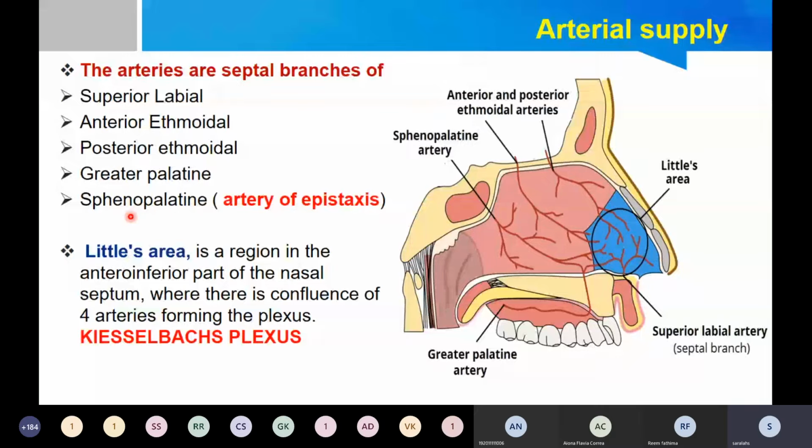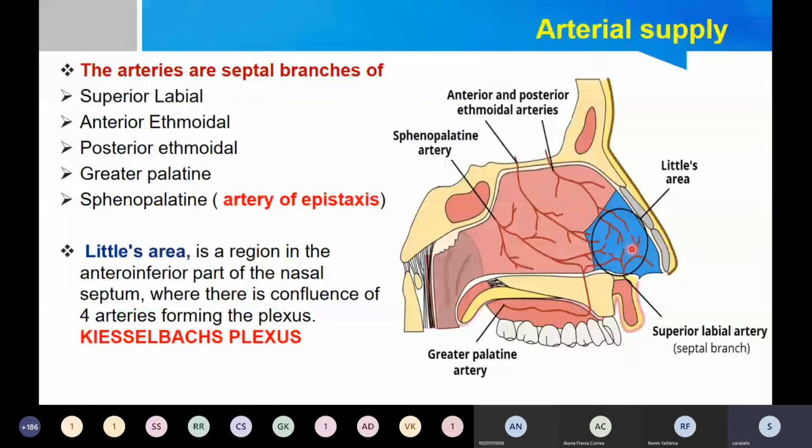The sphenopalatine artery is the main artery here because it is called the artery of epistaxis. What is epistaxis? Bleeding through the nose is called epistaxis. Then in this circle, if you can observe, there is the antero-inferior part of the nasal septum. There is Little's area. This is the area which is rich in vascularity, or blood supply, because most of the arteries which supply the septum come and anastomose here. That means this area is rich in vascularity.